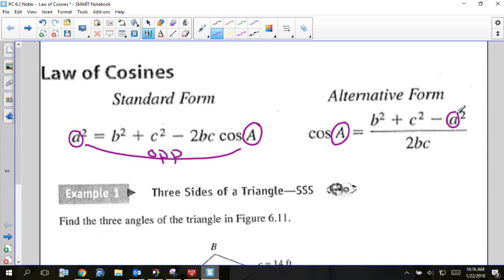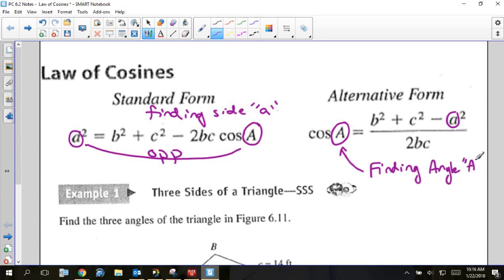Standard form we would probably use most of the time if we are finding a side. And I'm going to call it A, but it's not necessarily A. And I would use the alternative form if I was finding an angle. Again, I'm using A, but it's not necessarily A. And you really could use either form for either of them.